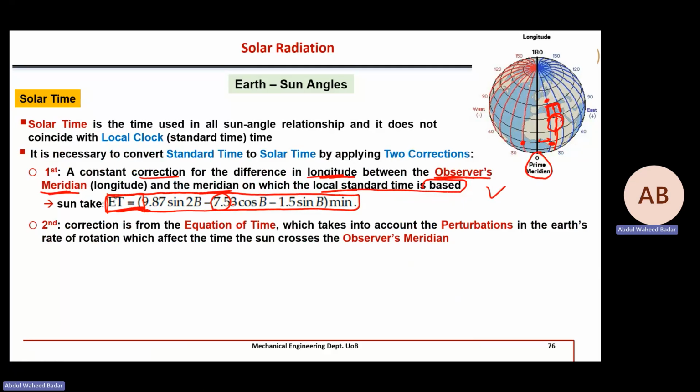I think there is a little mistake probably. Okay, let me check. Let's move on. So the second correction is the equation of time, because the Earth's rotation around the Sun, for example, this is the Earth's orbit, is not circular. That path is elliptical.